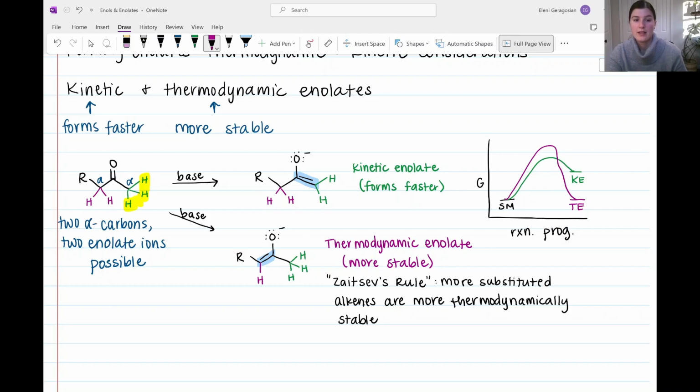So again, if you have an asymmetric ketone, 2 different enolates would be possible. The one that forms faster is the enolate that's formed from removing a hydrogen where there are more possible hydrogens to remove. So that's our kinetic enolate. And then our thermodynamic enolate is the enolate that is more stable, and that forms a more substituted alkene.